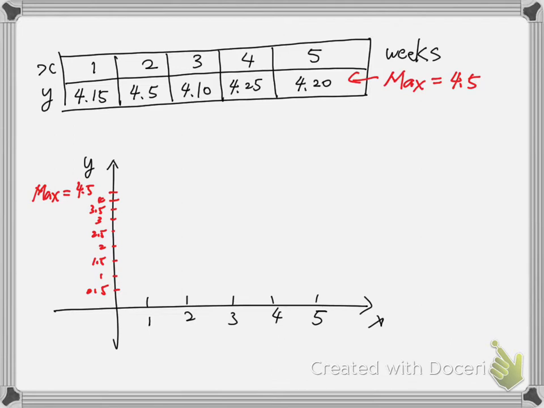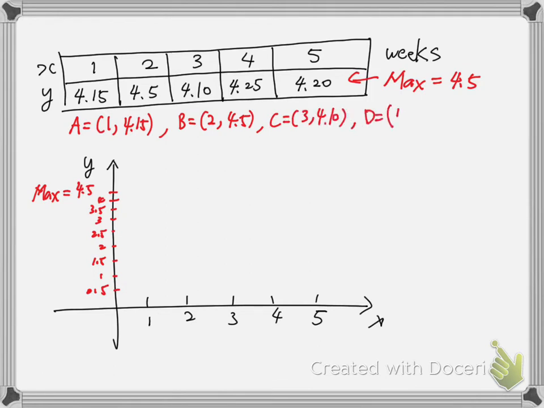Now if you plot these 5 points, you will see trouble. Point A is (1, 4.15). Point B is (2, 4.5). Point C is (3, 4.10). Point D is (4, 4.25). And point E is (5, 4.20). Now they are all around a height between 4 and 4.5. This is A, a little bit higher than 4. B is 4.5.